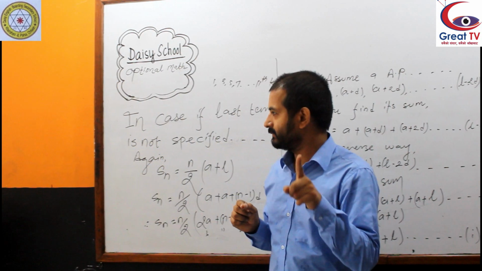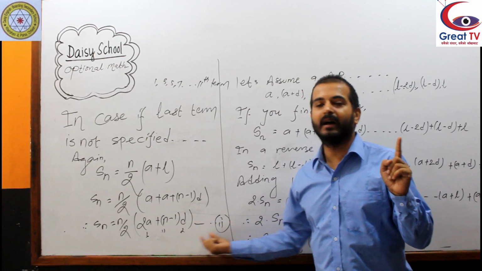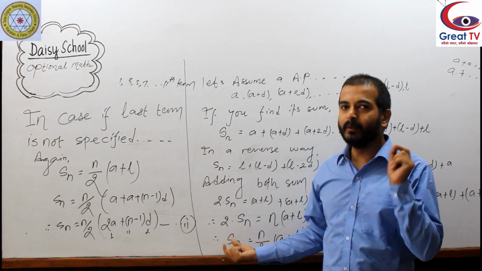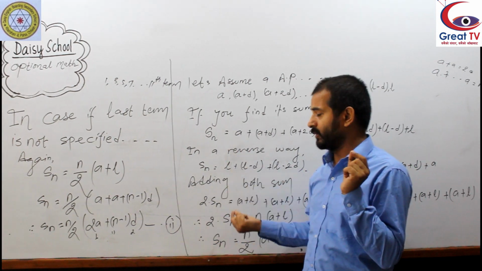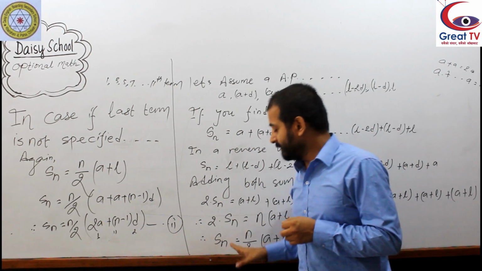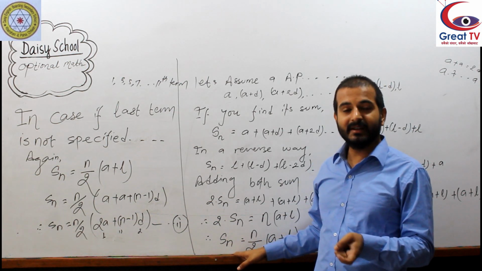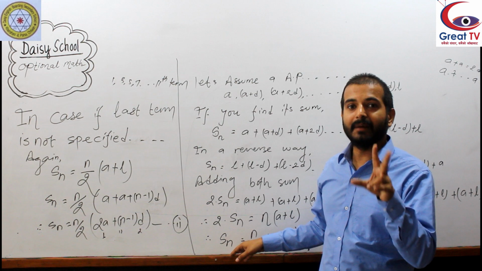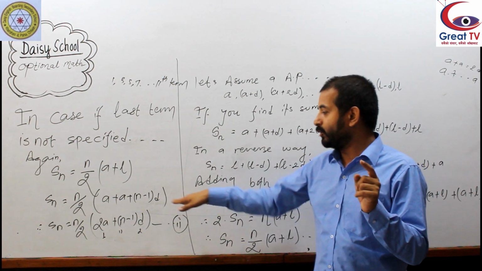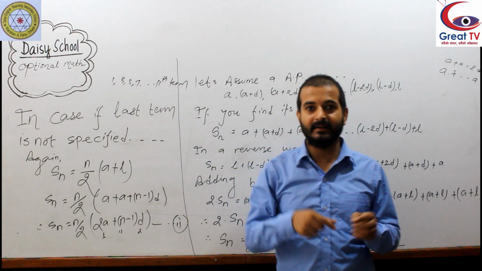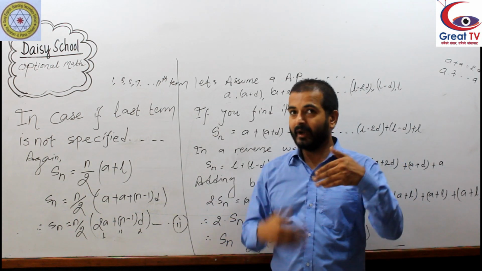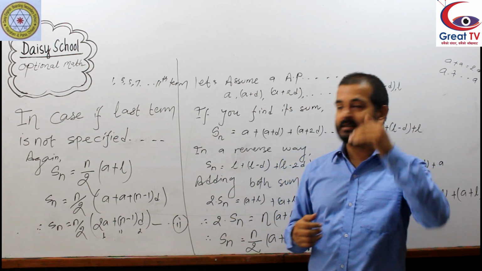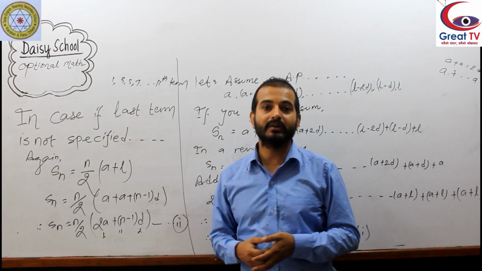So do one thing: just remember the formula. You don't need to prove it in the examinations, it's done for your knowledge. Remember the sum of series of an arithmetic series, not all series, because there are two types of series, arithmetic and geometric. It works only on arithmetic, don't forget it. So wait for the next class for its implementations. Thank you, keep watching Great TV.